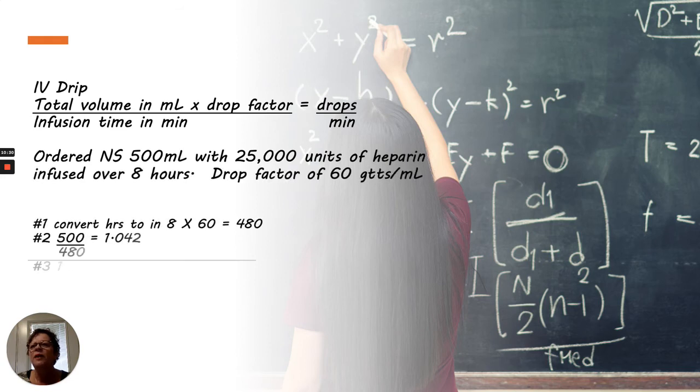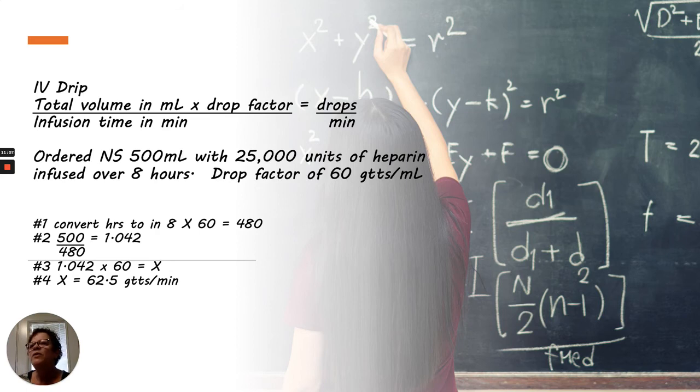If you have to figure out the drip, you're going to put the total volume in milliliters times the drop factor over the infusion time in minutes equals the drops over the minutes. So you have normal saline ordered at 500 milliliters with 25,000 units of heparin infused over 8 hours. The drop factor you're given is 60 drops per milliliter. First thing we need to do is convert the hours to minutes. So 8 times 60 is 480.